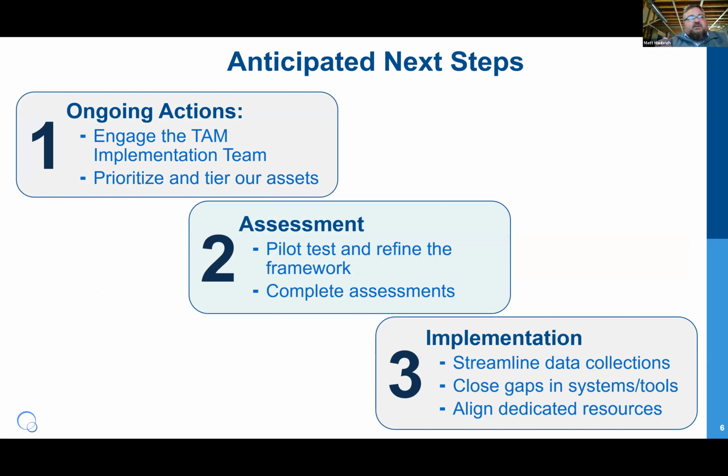This work has just wrapped up in terms of the implementation project, delivering this approach for us. And now we're putting it into practice. We're working within our asset management implementation team and our technical committee to identify, prioritize, and tier all of the different assets and features that we need to manage. Then, using the products developed through this framework, we'll identify a couple of assets that we can pilot, test, and refine the framework and complete some assessments.